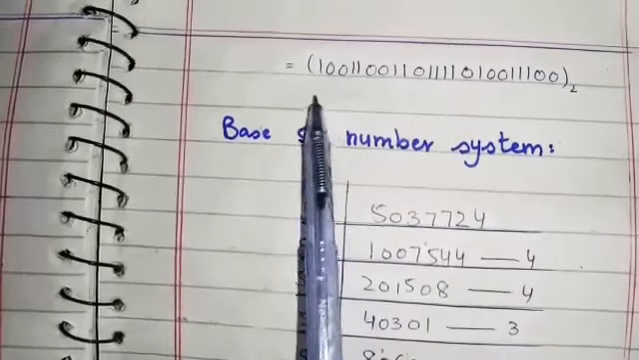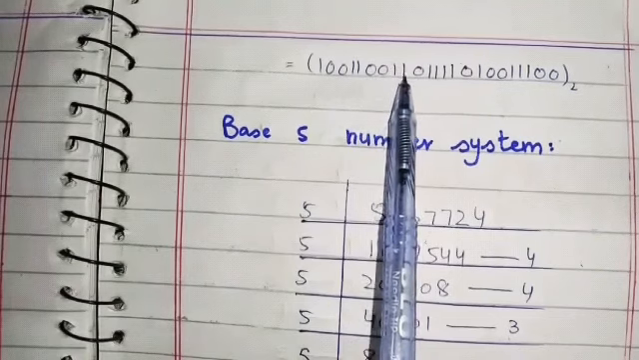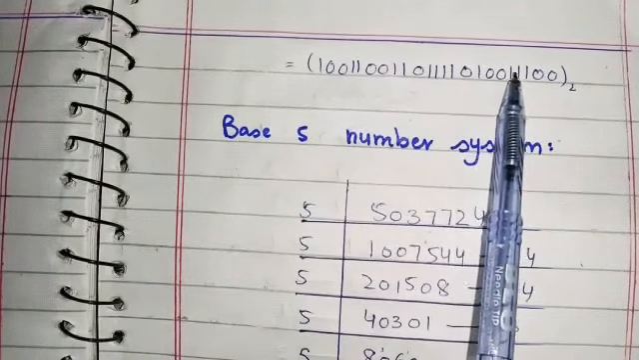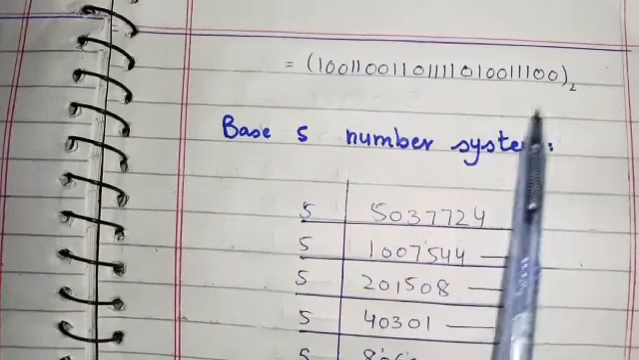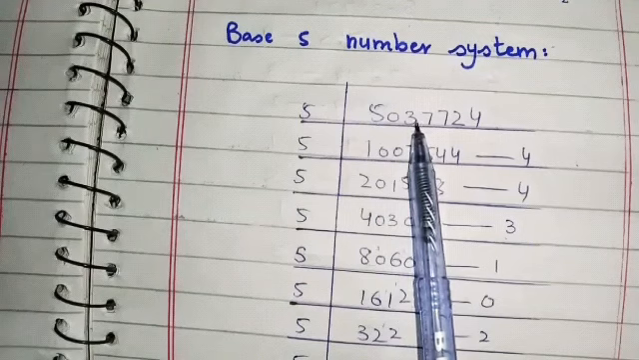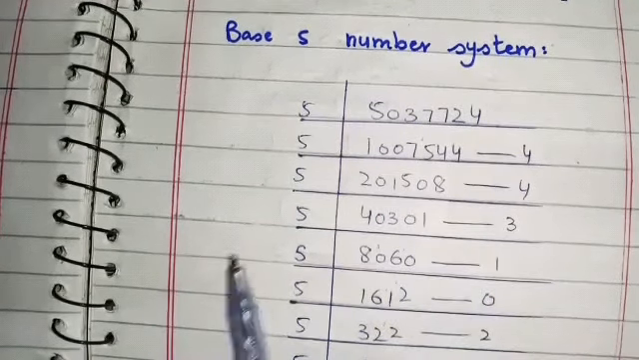So in binary number system we have our answer 1001100110111101001 1100 with base 2. Now students, let's convert 5037724 into base 5 number system.